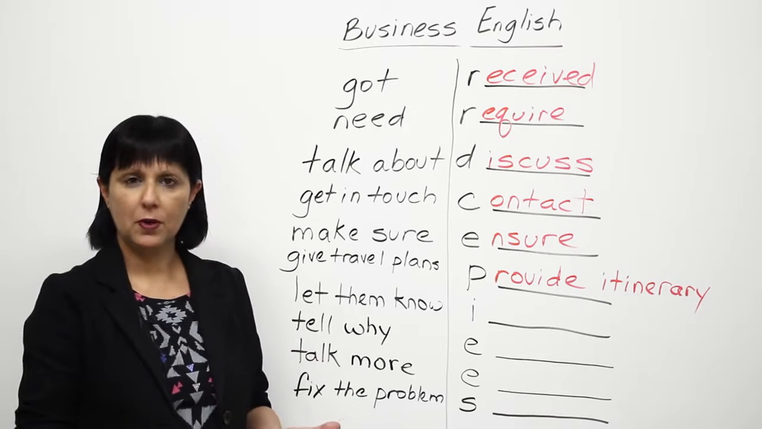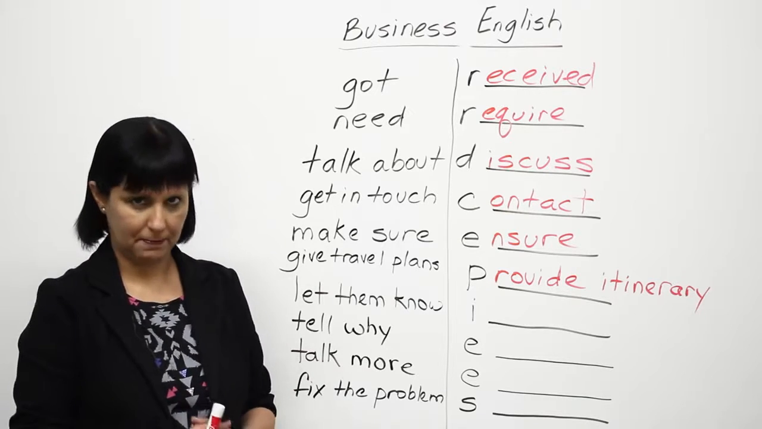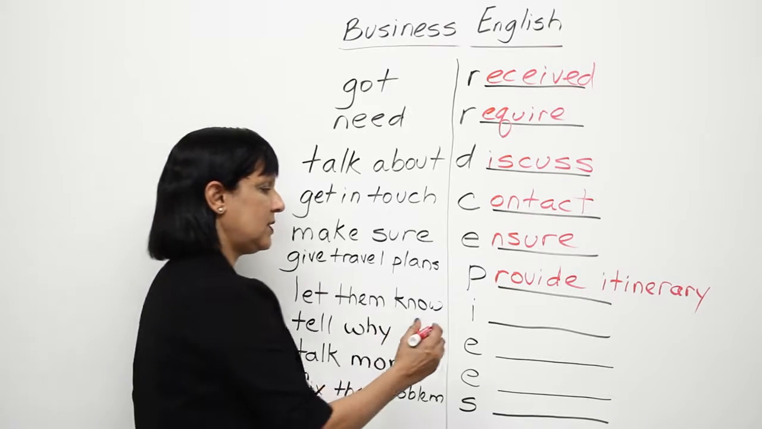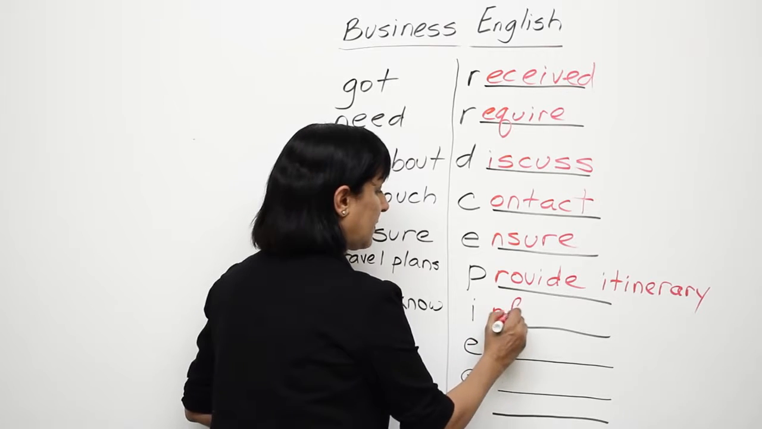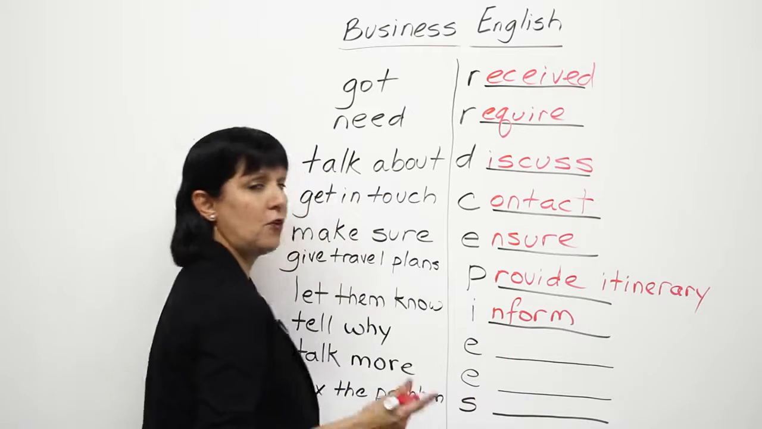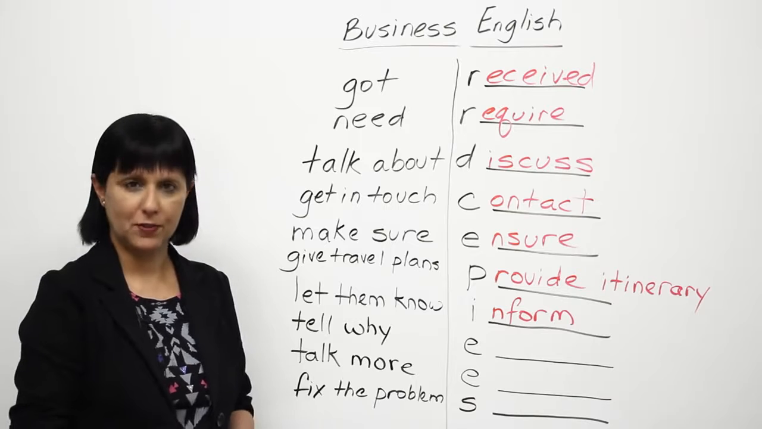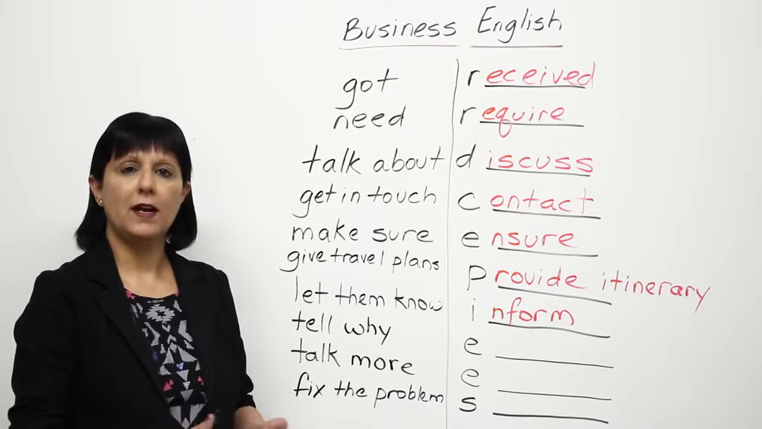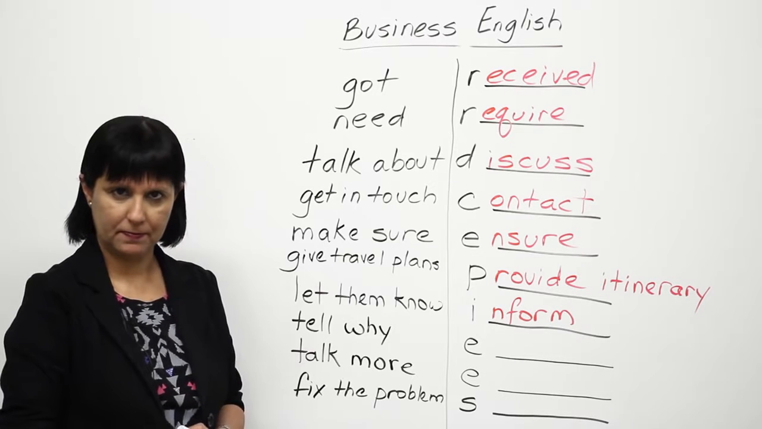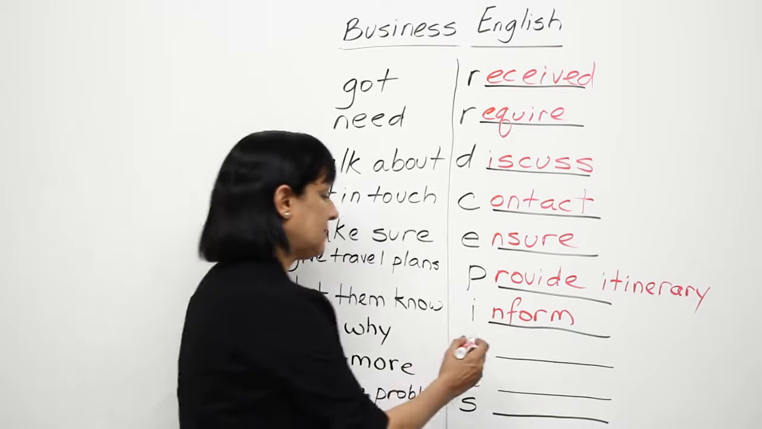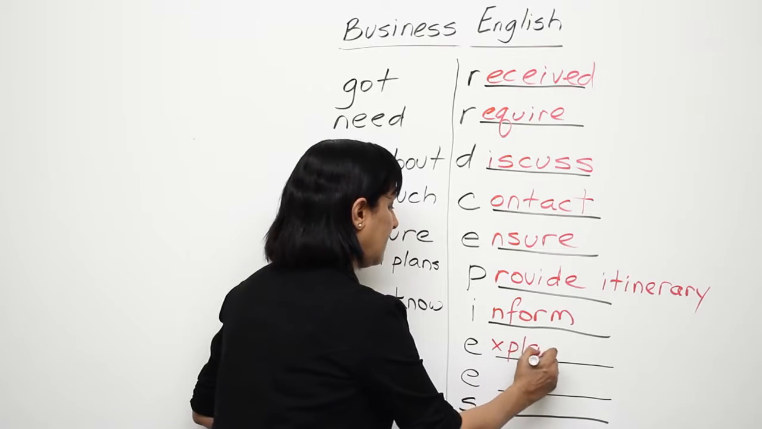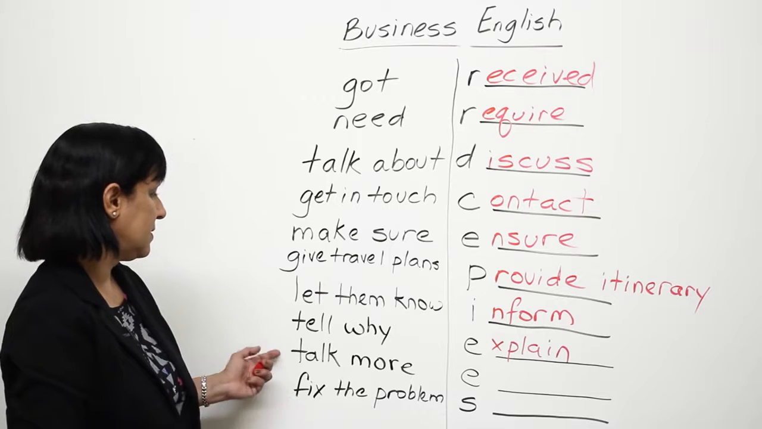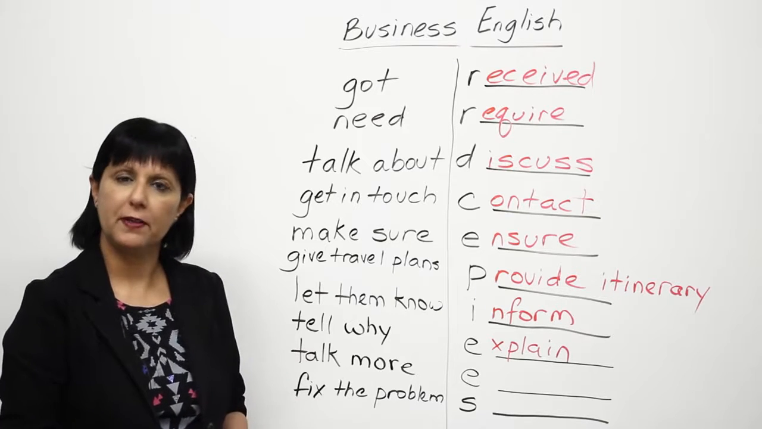Please let them know when you'll be arriving. Please let them know. Instead of that, you could say, please inform them of your arrival. Okay? Good. Please tell me why you've made this decision. Please explain your decision.